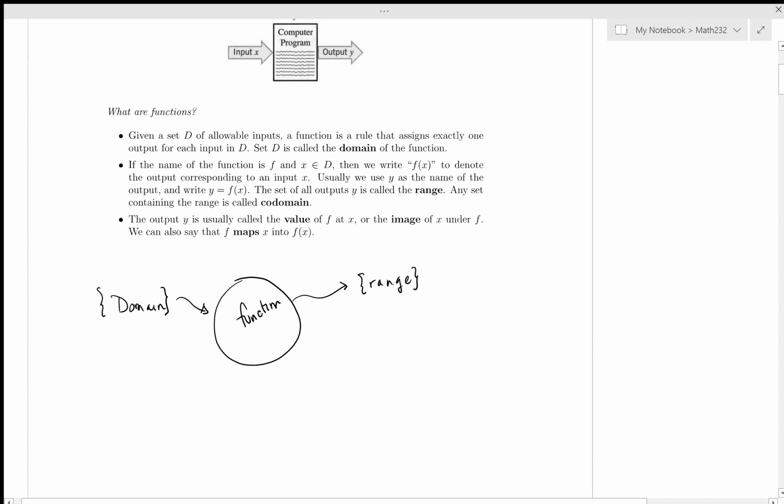Sometimes also, if we have a larger object over here on the output side than what is actually the range, we will call that the codomain. So the codomain is any set containing the range. Effectively it is like this. There's more stuff like that, and this outer one here is the codomain.